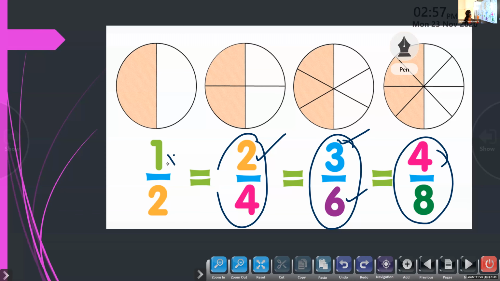By multiplying by which number? 1 into 4. Very good. What about 2 into 4? 8. So children, how can you make equivalent fractions? By multiplying both numerator and denominator.